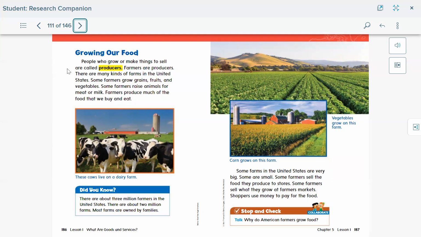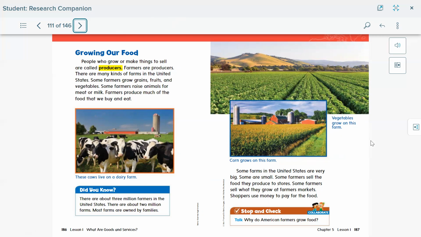Also, there are other farmers that raise animals so we can get milk and meat, and then other places that make milk into cheese and we can buy. Over here, we see vegetables grow on this farm and corn grows on this farm. So different farms grow different crops.